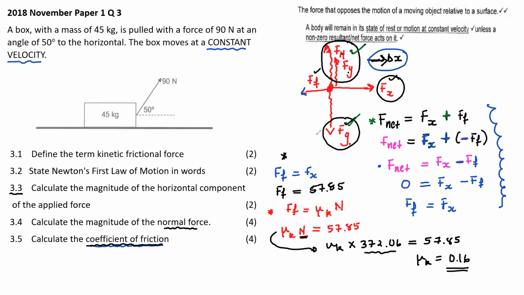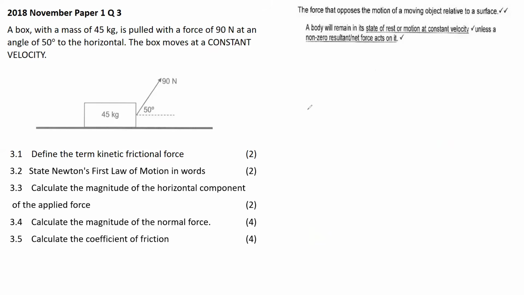Then you can find the mu k. Okay. So it always depends on the scenario, right? Sometimes they can tell you that the object is not moving at constant velocity. They will tell you that there's acceleration. Now you need to get ma. So it's no longer f net is 0. This is why part 2, part 3 really deals in depth with all these different scenarios.